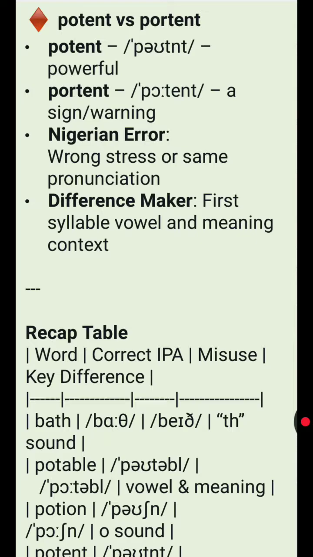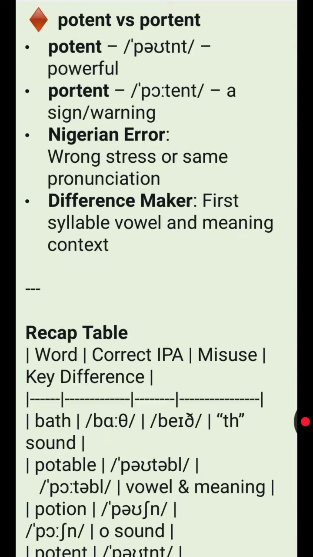Okay, we have already stated that Nigerians mispronounce the words the same way by pronouncing the words as potent. We've stated that, so we go to the difference maker, which is the first syllable vowel and meaning context.